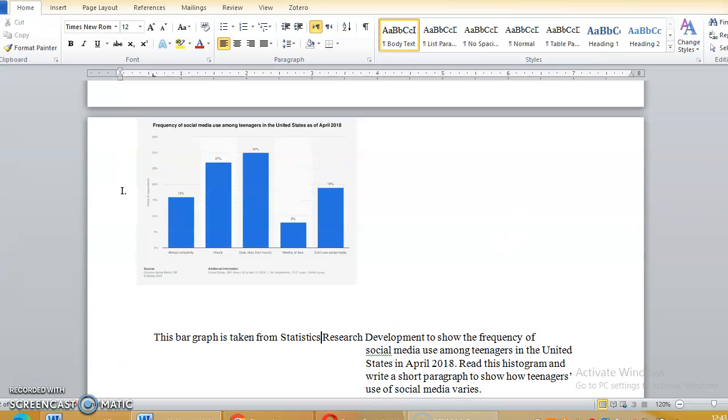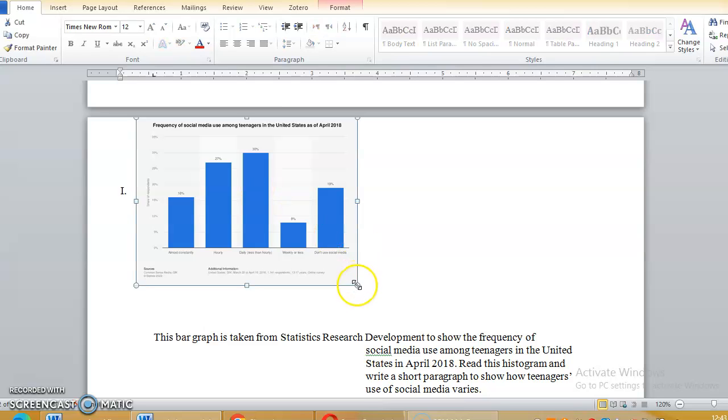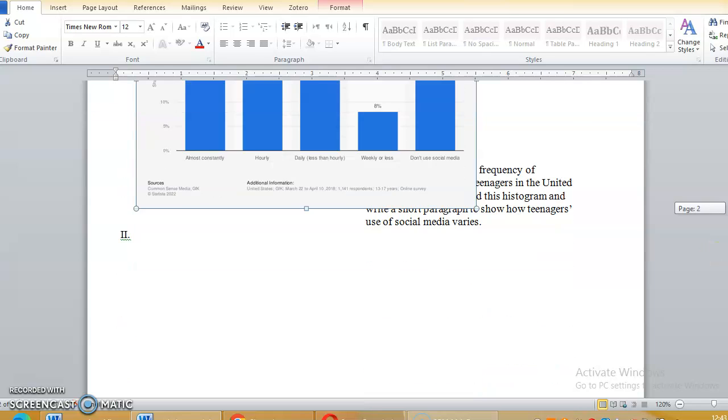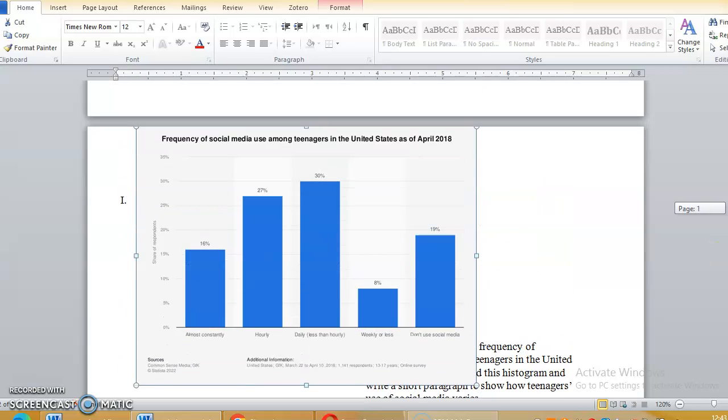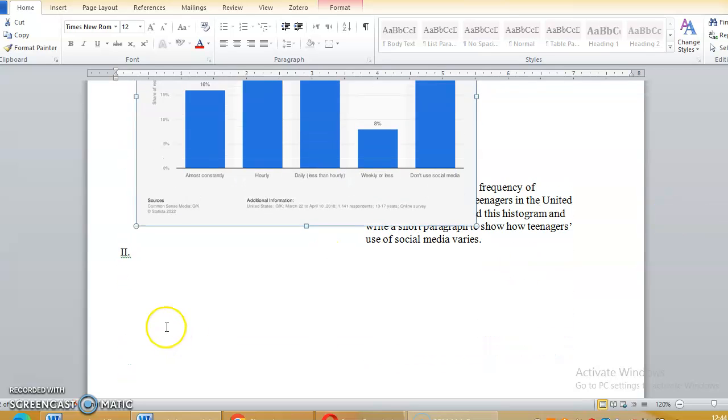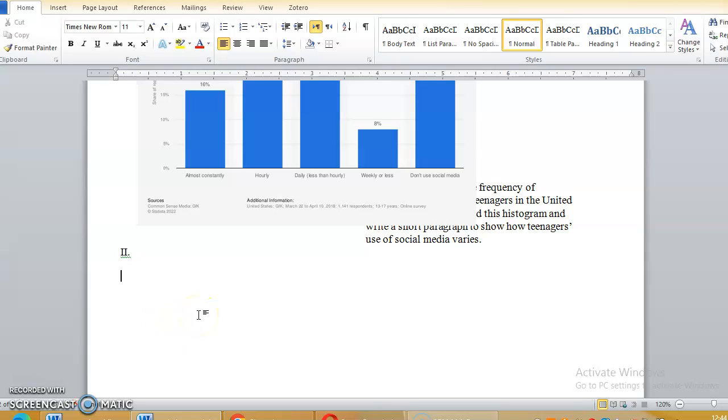Now, if we look at the graph here, let me just make it bigger so it becomes more clear. Here we have the frequency of social media use among teenagers in the United States as of April 2018. Almost constantly 16%, hourly 27%, daily less than hourly 30%, weekly or less 8%, don't use social media 19%. So I need to start first of all with the main idea of the graph.